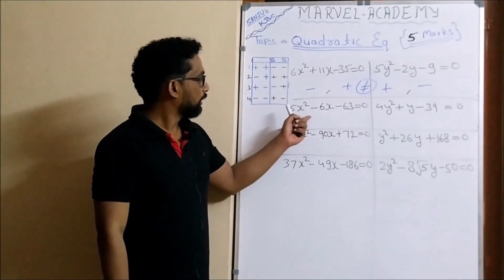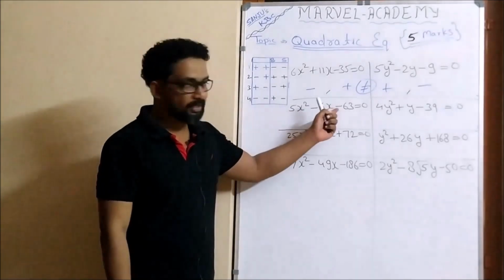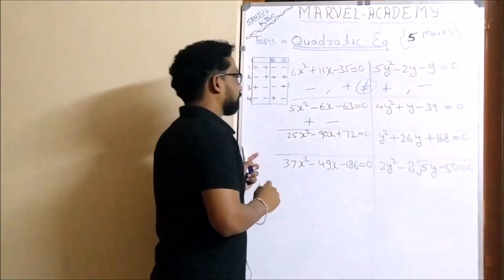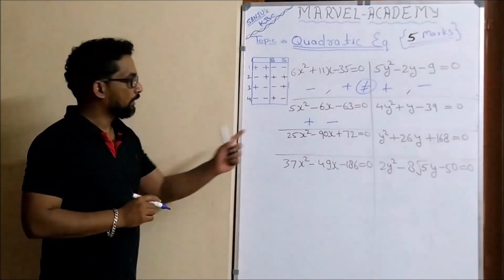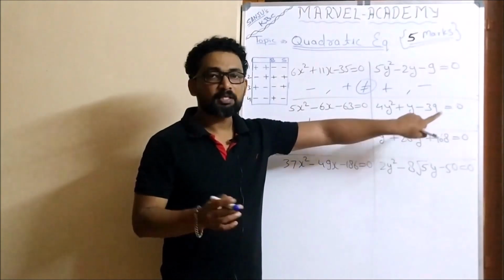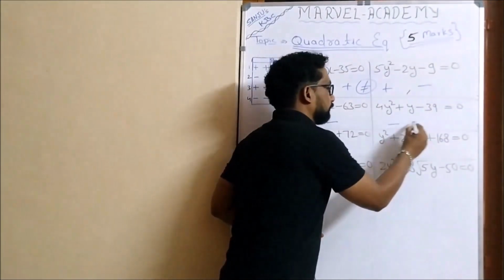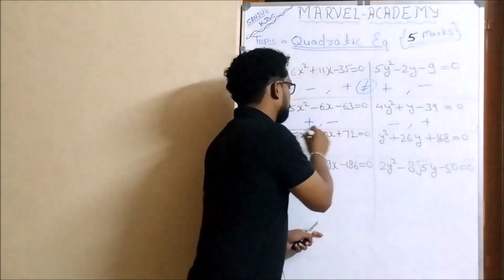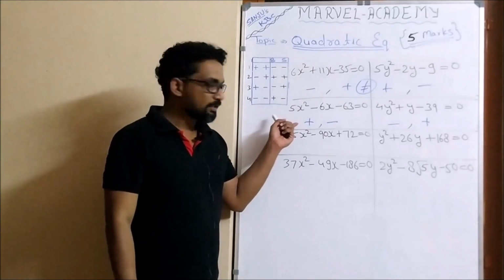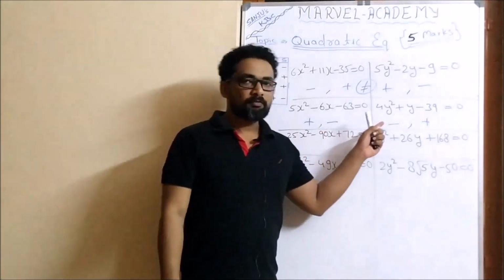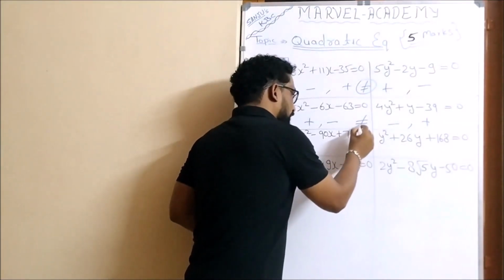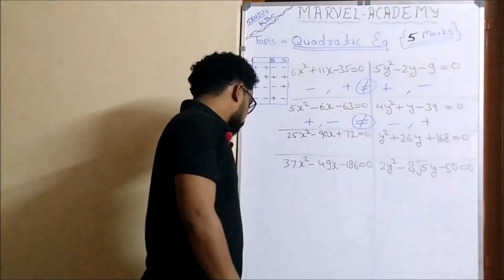Next, here the sign is minus minus, that means the result will be plus minus. Next, the sign is plus minus, that means the result will be minus plus. Again, if we see, the factor of x is positive and negative and the factor of y is negative and positive. So definitely we cannot establish the relationship.